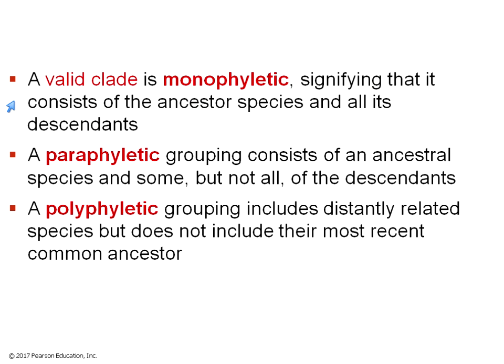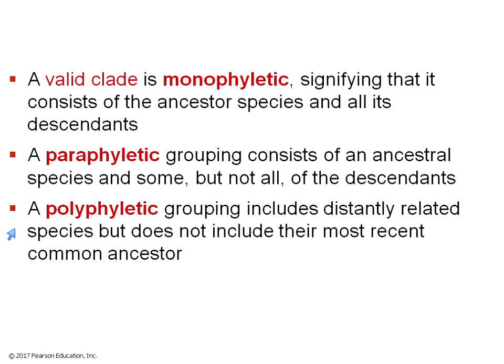So a valid clade is considered to be monophyletic. That means it consists of the ancestor species, that common ancestor, and then all of its descendants. Everything that came from that common ancestor. That's a valid clade. Monophyletic, mono meaning one common ancestor. Paraphyletic is when you do get that ancestral species, that common ancestor, but it doesn't include all of the descendants. You're just including some of the descendants.